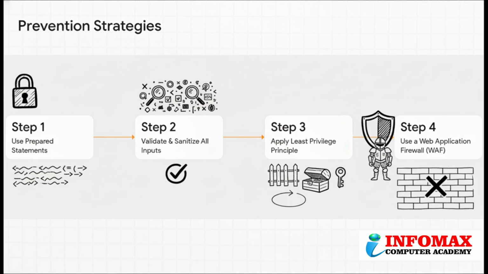On top of that, you apply something called the principle of least privilege, which just means you only give every part of your system the absolute bare minimum permissions it needs to do its job and nothing more. And finally, you can put a web application firewall, or a WAF, out front to act like a digital bouncer, checking every request and blocking the shady-looking ones before they even get to the front door.